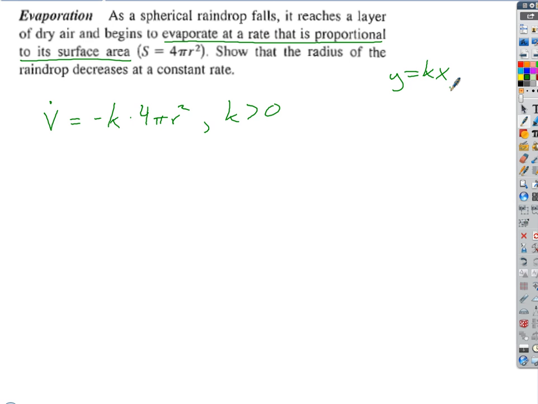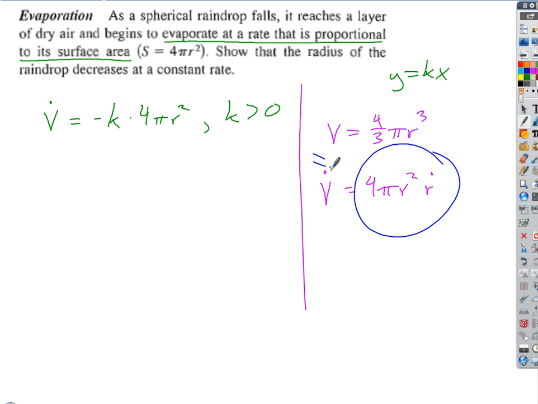Okay, so there's one thing we can say. The other thing is we want to show that the radius decreases at a constant rate. Well, we can start with a parent equation, V equals 4/3 pi r cubed, and we can implicitly differentiate to get V dot also. That's going to give us 4 pi r squared r dot. So then all we've got to do is set that equal to that, right?